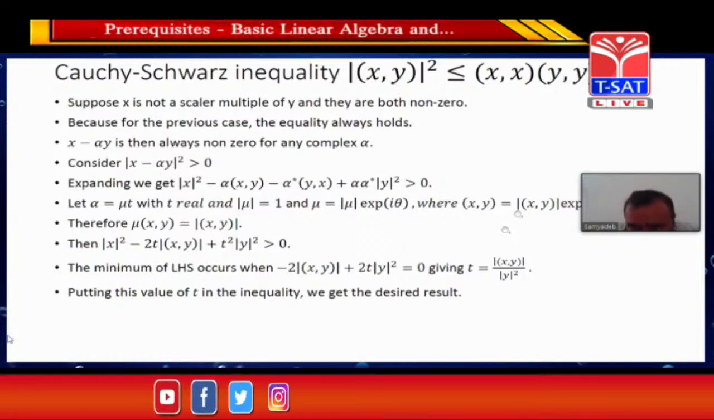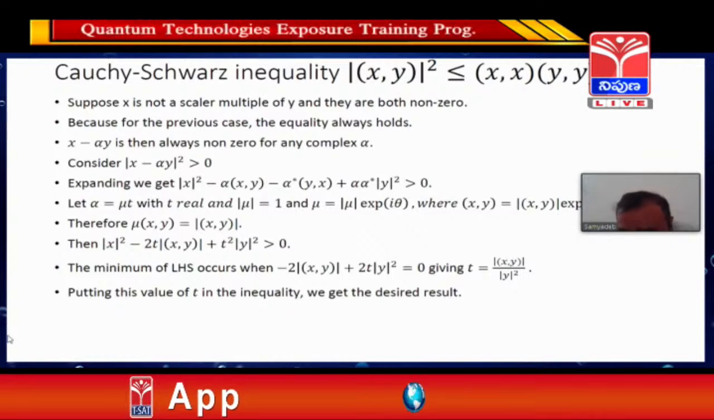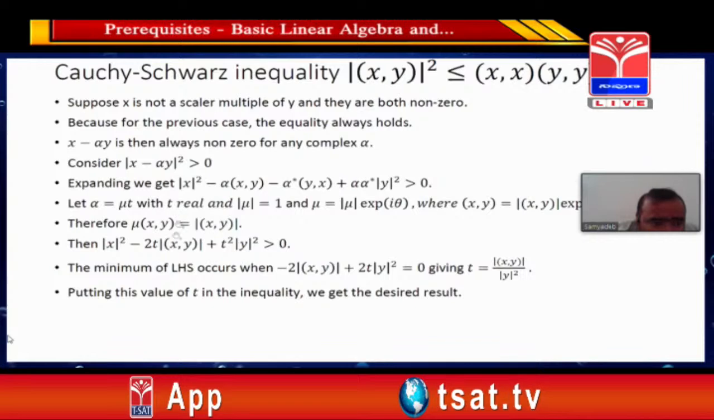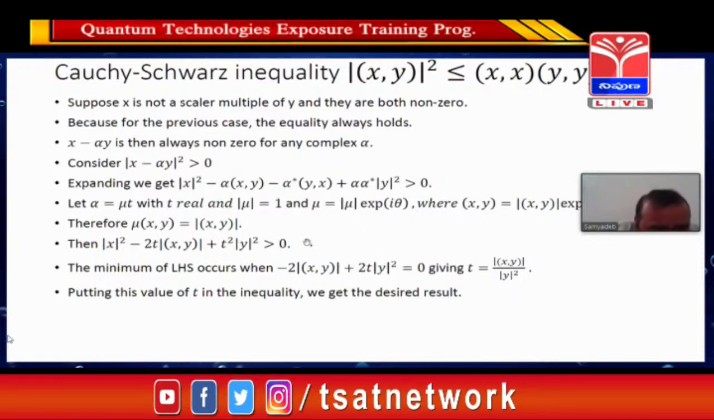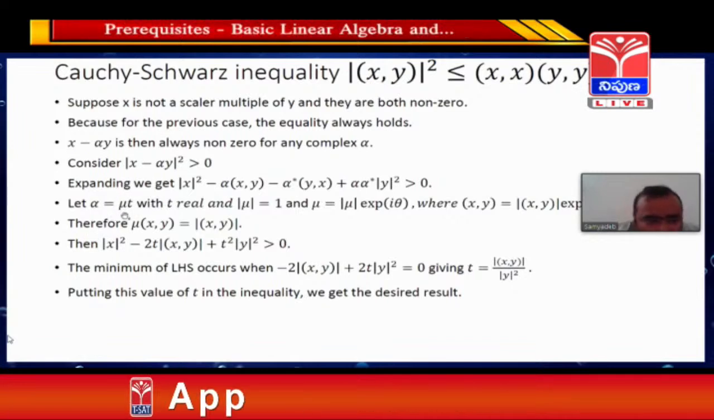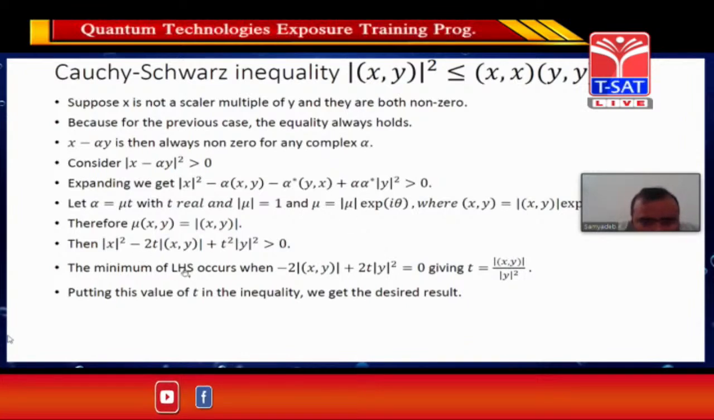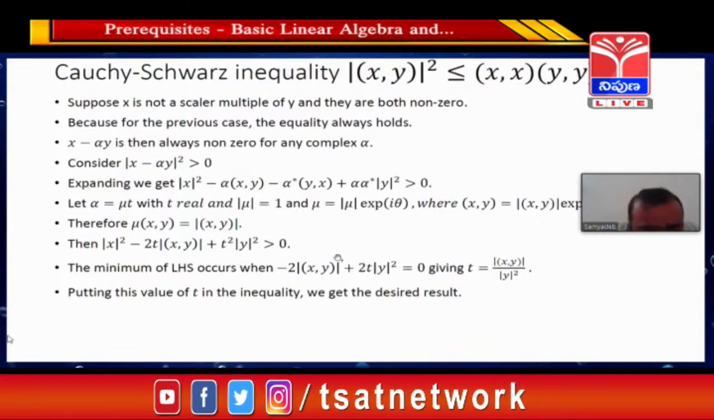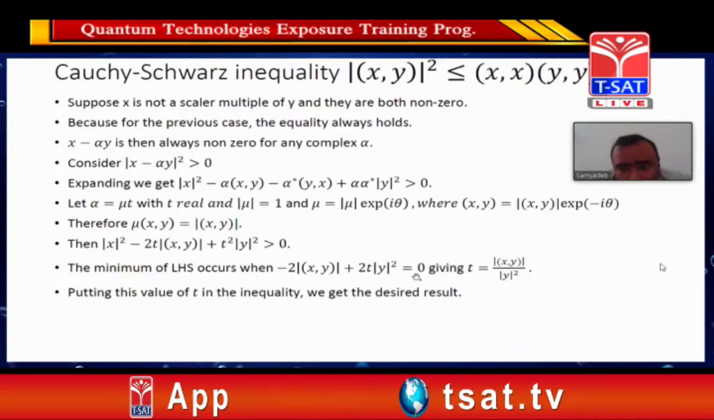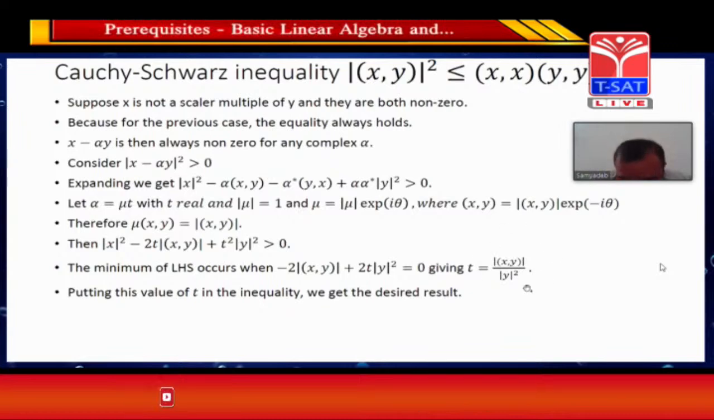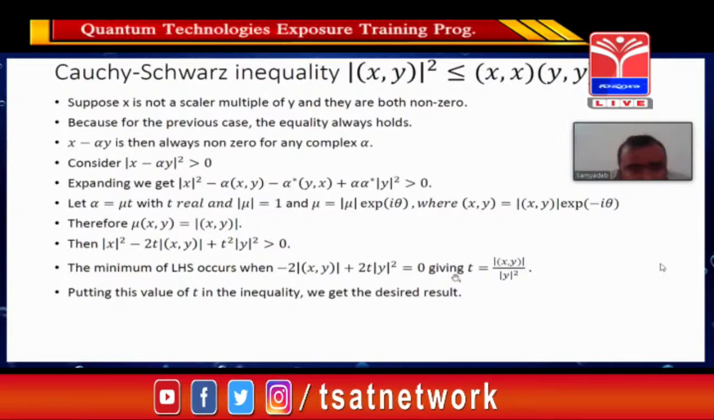So therefore, this inner product of x and y is nothing but the magnitude of the inner product of x and y, into this complex part, that is exponential of minus i theta. So this mu times the inner product of x and y, whose magnitude is 1 basically, is the magnitude of the inner product. So therefore, since the magnitude of mu is 1, the whole thing can be written as mod of x squared minus twice t mod of the inner product of x and y plus t squared mod of y squared, that is greater than 0. So this LHS is minimum when, since y is present here, this derivative is equal to 0, which gives us the value of t as the magnitude of the inner product of x and y by mod y squared. So if we put this back here, we get the inequality.